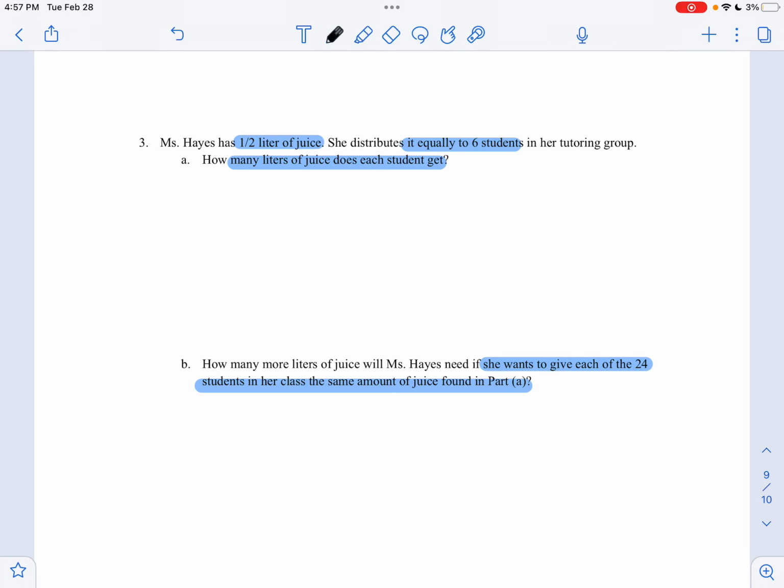If you're stuck, I recommend drawing a picture of this 1/2 liter of juice and thinking about what's happening to it. That should help you figure out what operation is being used in this problem.